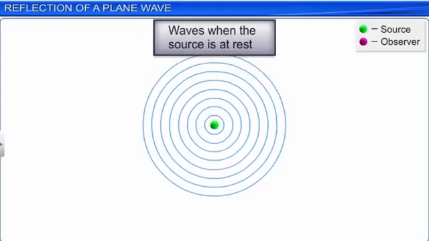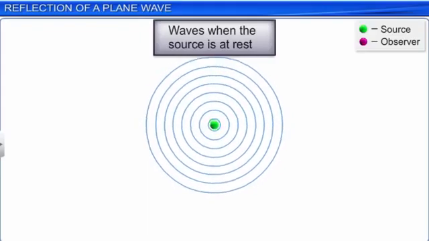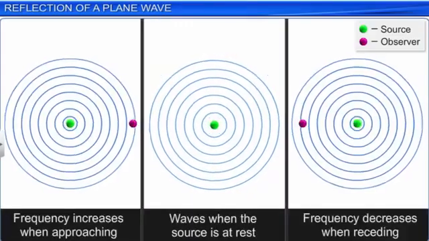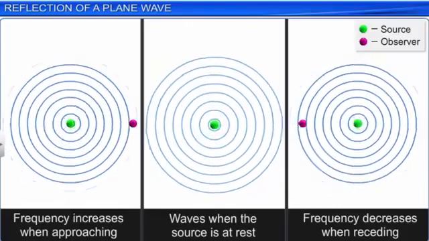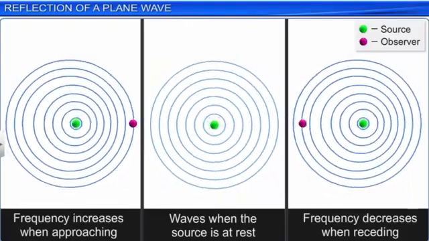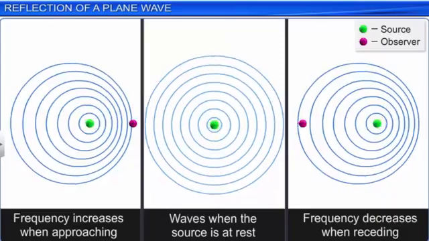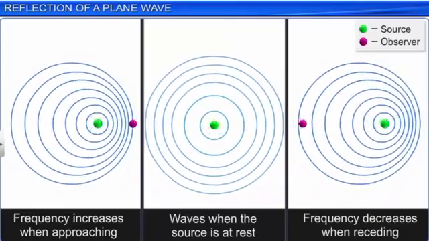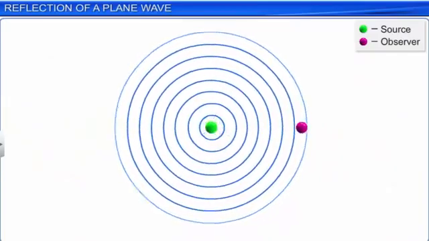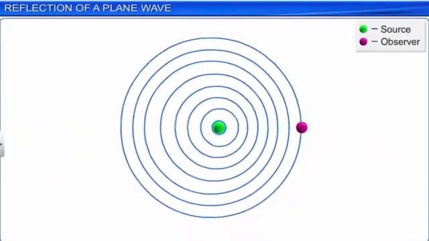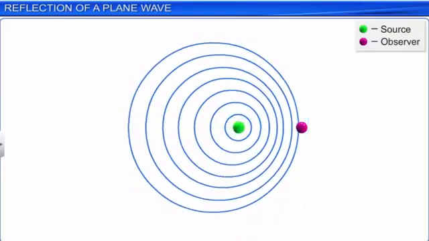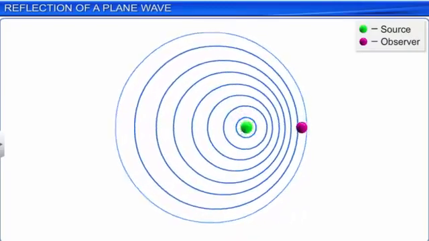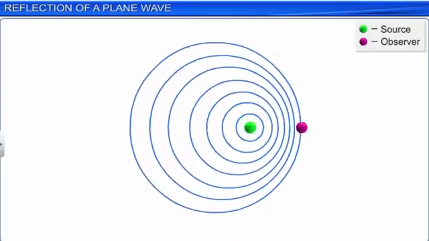Let us now discuss the Doppler effect of light. The apparent change in the frequency of light due to the relative motion between the source of light and the observer is called the Doppler effect. You have already studied the Doppler effect related to sound waves. Let us recollect the expressions we had derived for the Doppler effect of sound waves.